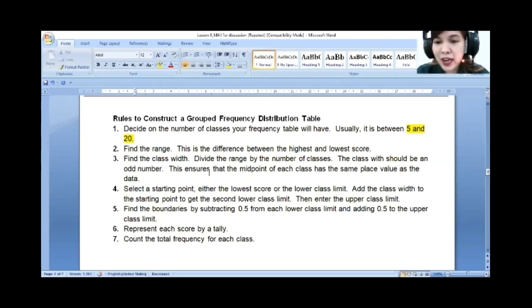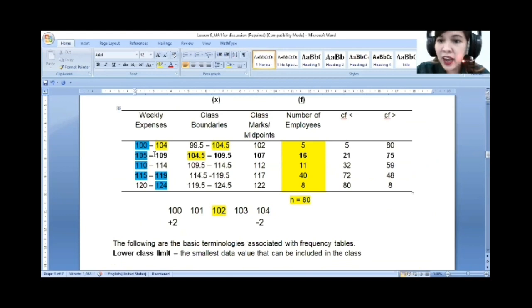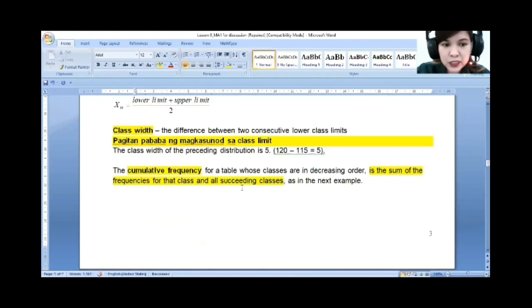As I told you, the class width is the pagitan pababa ng magkasunod sa class limit. Katulad nito, balikan natin. Yung naka-highlight ng blue. Nakikita nyo yung mga light blue? 100, 105. Magkasunod ha? Anong pagitan niya? 5. 105, 110. 5 pa rin. Yung nasa kanan niya, upper limit. Anong pagitan ng 119 sa 124? 5 pa rin. So yun yung class width.